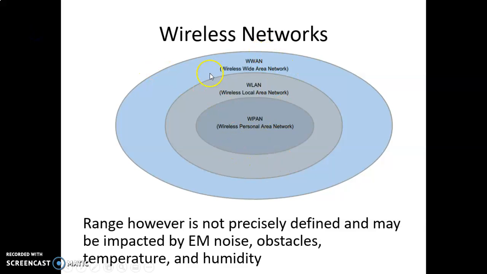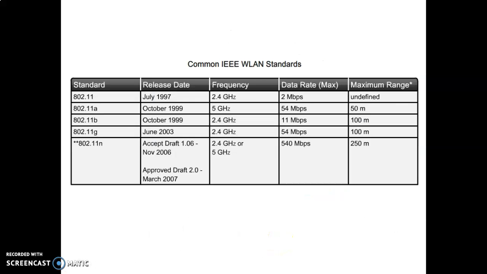Okay, now what types of wireless networks do we have? Well, they're not clearly defined. There's something called a PAN or a WPAN, a wireless personal area network, and it's not a network at all. It's just your mouse and keyboard communicating with your computer. And then we have WLANs, or wireless local area networks, and then WWANs, wireless wide area networks. And these are not clearly defined here, but the range, the distance that you can communicate with wireless devices, is impacted by background electromagnetic noise, solid objects, temperature, humidity, and a few other factors.